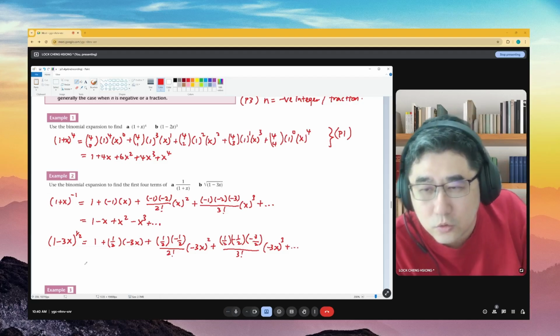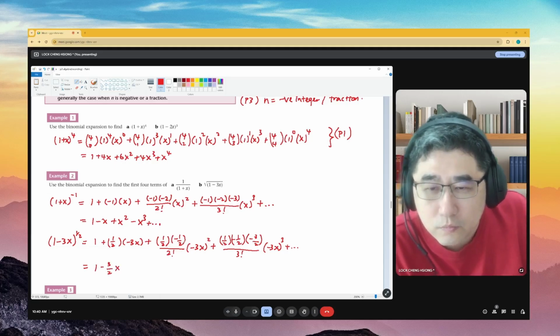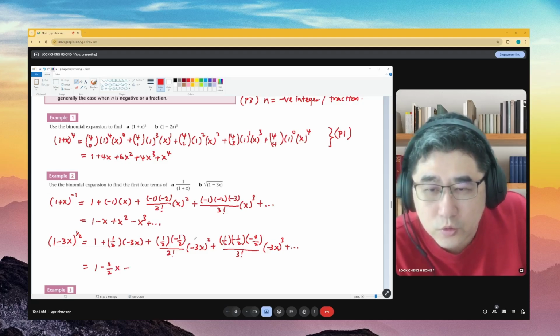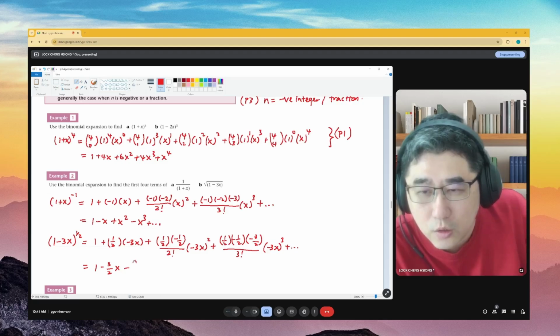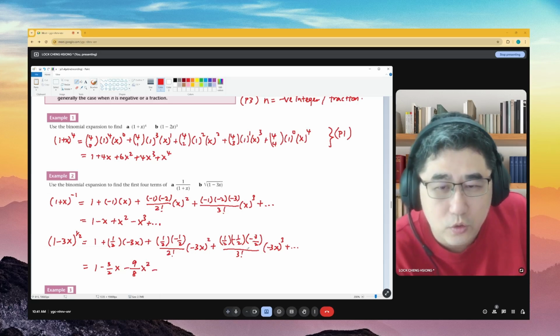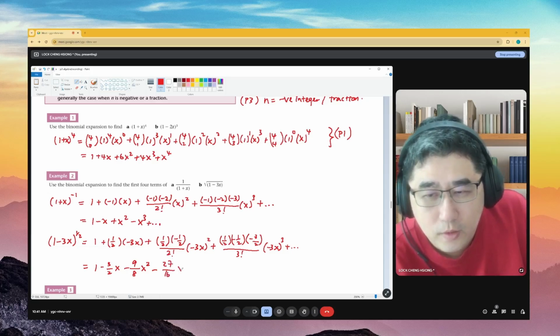Of course I simplify the numbers. So 1 - (3/2)x - (9/8)x^2, and then the negatives multiply out so it's a negative, the 3 here cancels off, so I have 27/16 x^3.